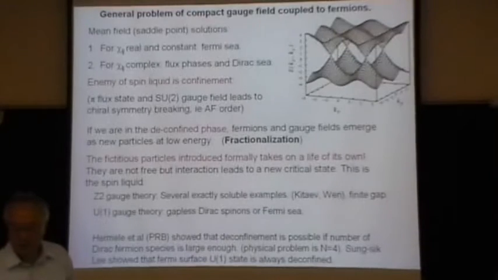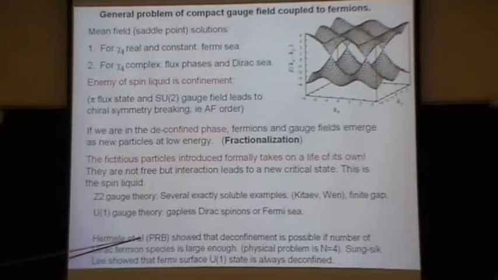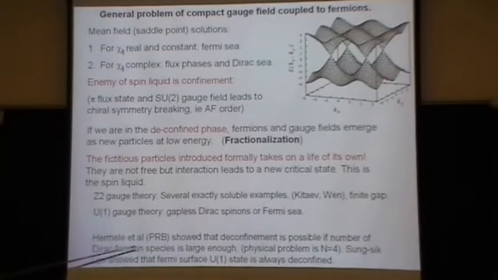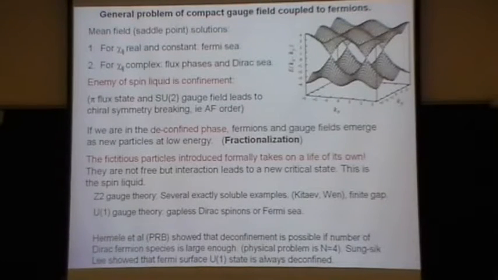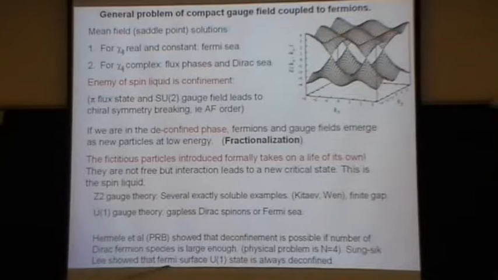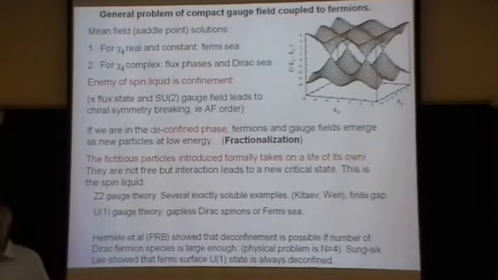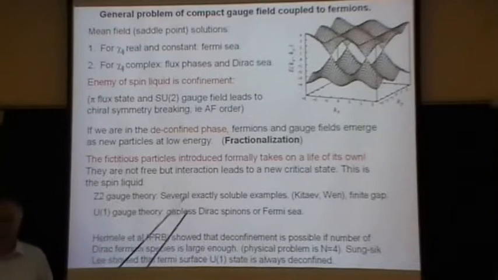There's a paper by Mike Hermele, who's here, several years ago, who showed that deconfinement is possible in this kind of pi flux state if the number of fermion species is large. Here, in the physical example, there are 4 component fermions: 2 spin, and 2 nodes, just like graphene. So N should be 4 in this example. What he can prove is that if N is large enough, then this will be deconfined. And very recently, Sung-Sik Lee has a paper, last year, which showed that the Fermi surface coupled to the U1 gauge theory is always deconfined, no matter how many components you have.